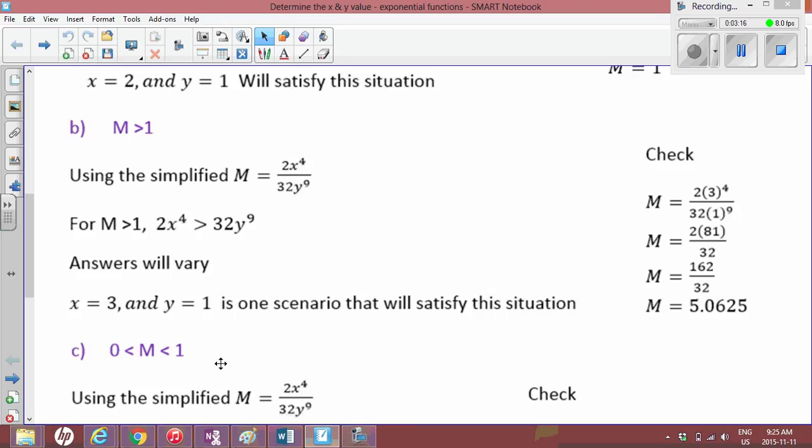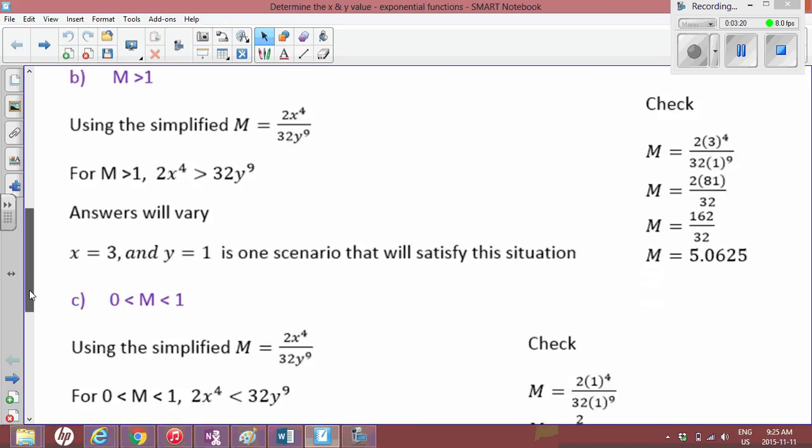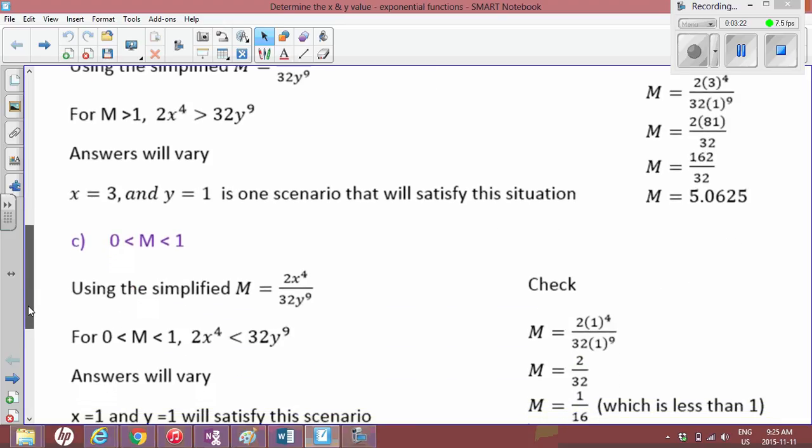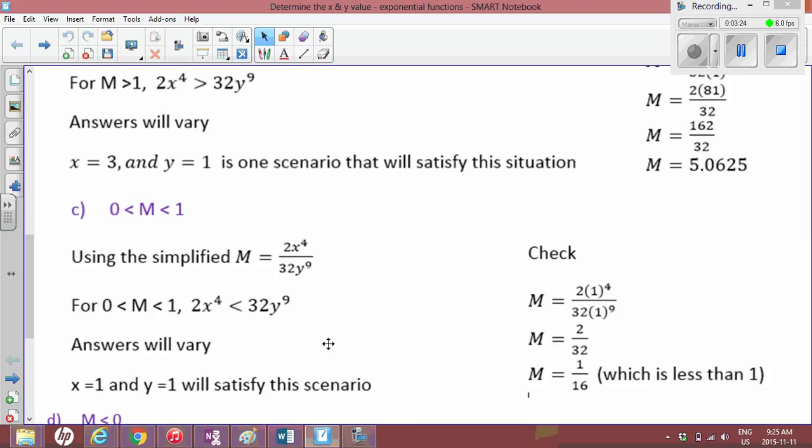Another question is if you're looking for it to be between 0 and 1. So now you want the numerator to be less than the denominator. Again, your answers can vary. Choosing some simple answers, you can choose x equals 1 and y equals 1. And you can check it. If I substitute it, 1 over 16 is my answer, which is less than 1.